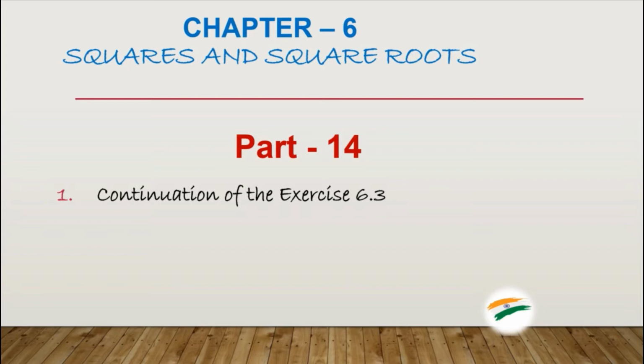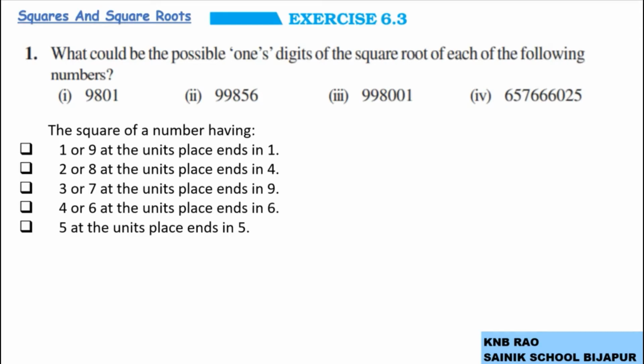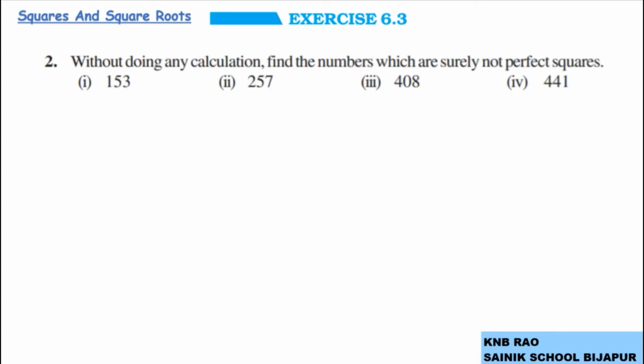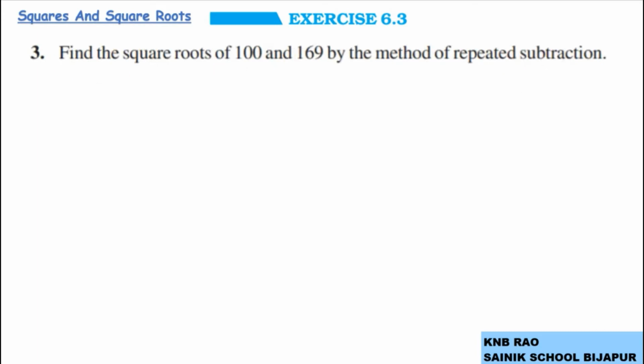Now, as a continuation, this was question number 1 which we solved. This is question number 2 which we solved in our previous session. Now, question number 3. In this question, we are asked to find the square root of 100 and 169, but to find that we are asked to use the repeated subtraction method.